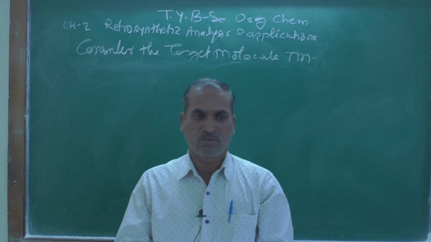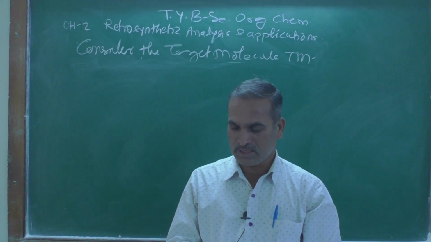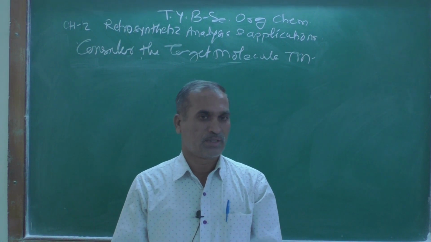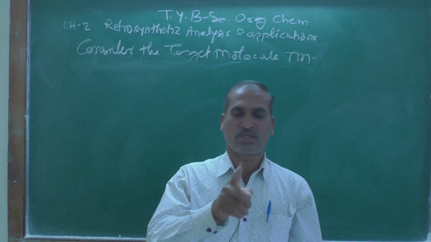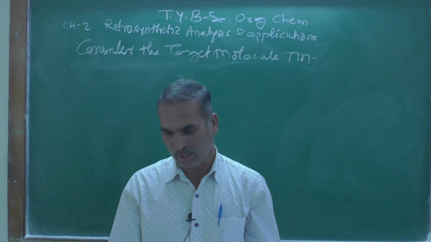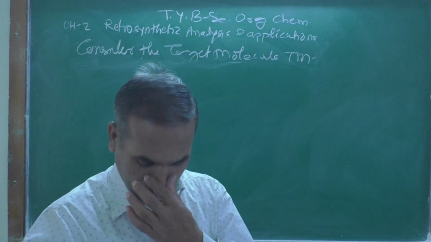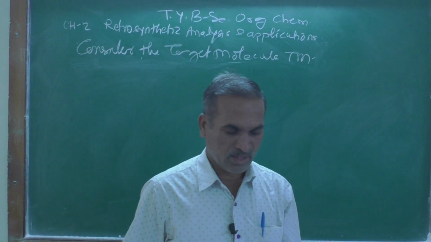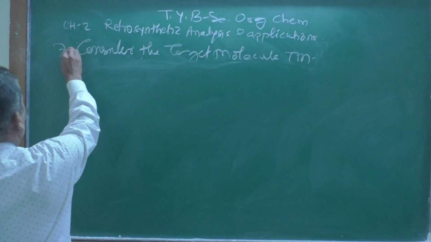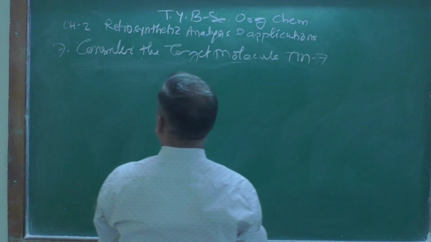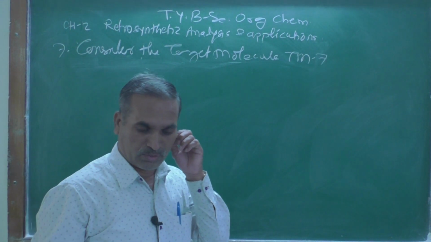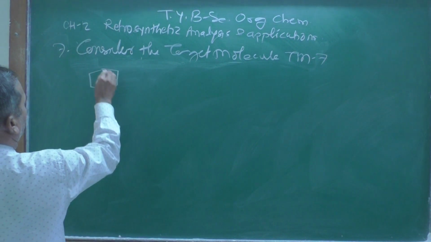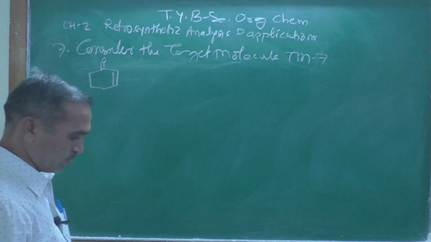Did you remember what we were discussing yesterday? I think we were discussing retrosynthesis and the synthesis of some target molecules. So far we have discussed five to six target molecules. Let us look at target molecule number 7. Consider the target molecule. The target molecule is this one. This is target molecule number 7.